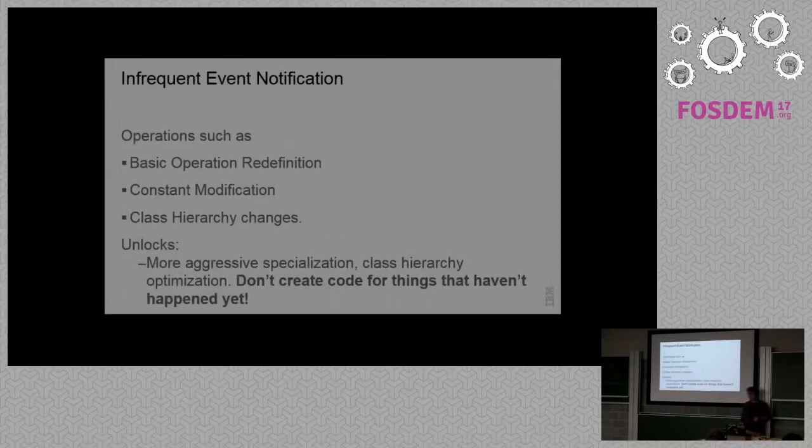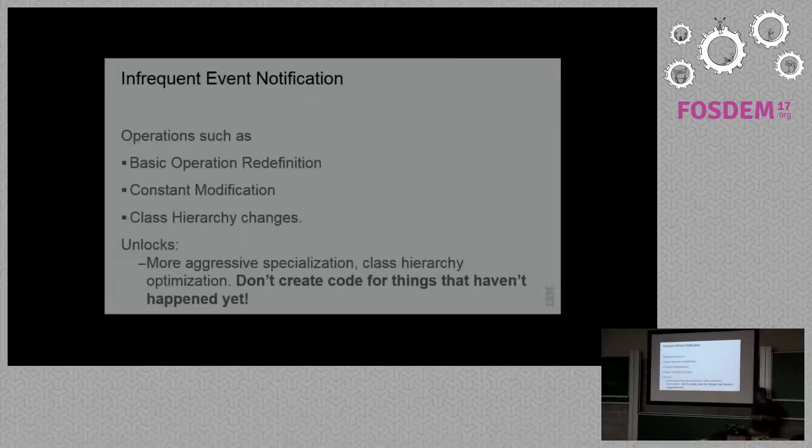So one of the kinds of information that we'd really like to see MRI export is the notion of infrequent event notification. There's a whole bunch of things that in your typical application might never happen, or might happen only at the beginning of your application. These are things like redefining basic operations. If you're going to redefine fixnum plus or fixnum add, this is a weird thing to do and probably won't happen very often. But if it does happen, I would like the VM to actually tell us.